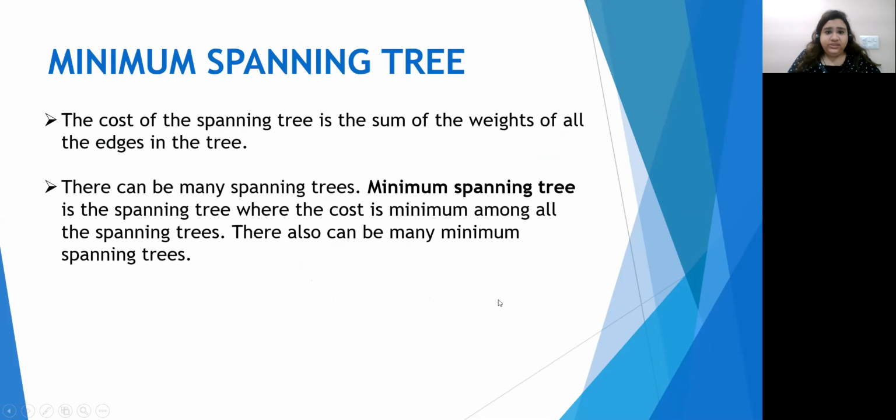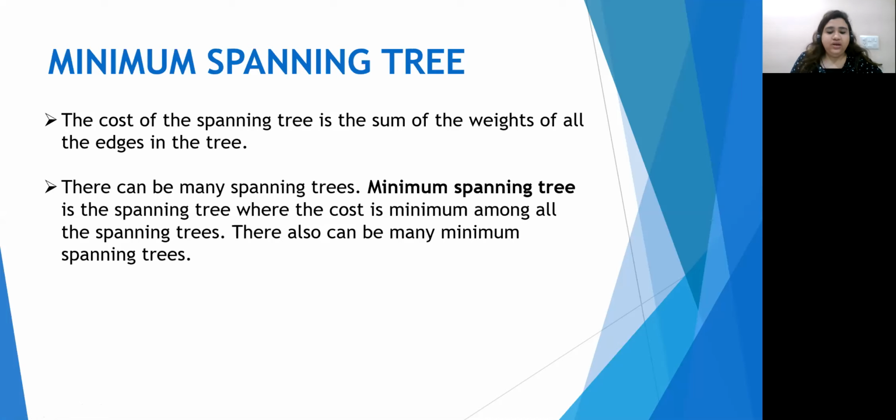The next topic is minimum spanning tree. There are two types of graphs. One is weighted and the other is unweighted graph. Weighted graphs are those that have weights associated with the edges of the graph. And unweighted graphs, as the name suggests, are those that do not have any weights associated with their edges.